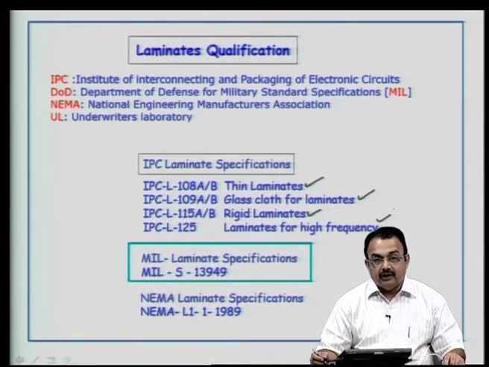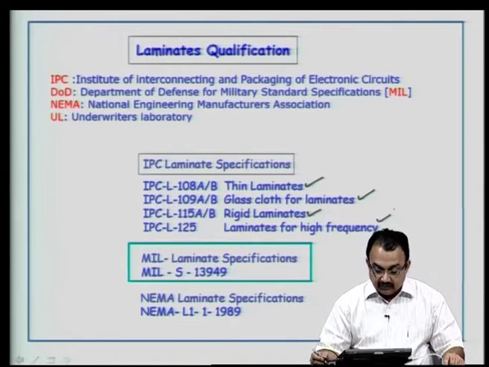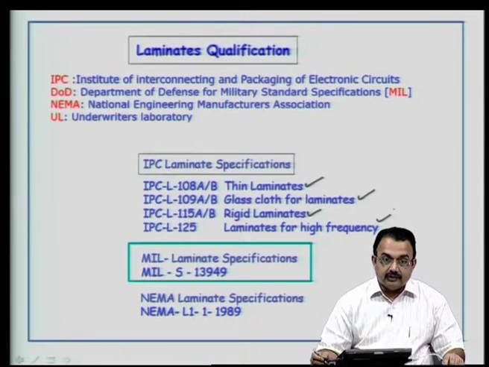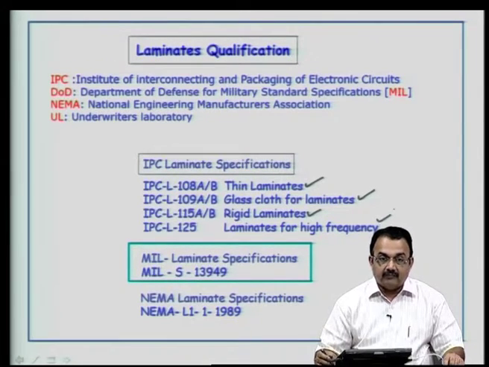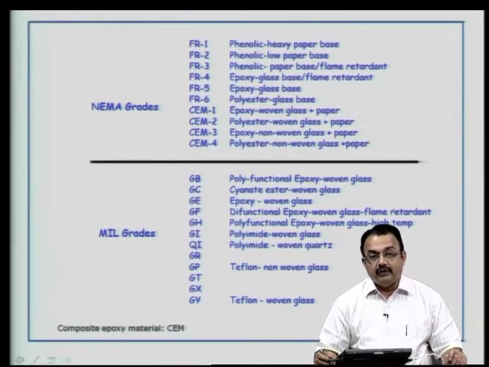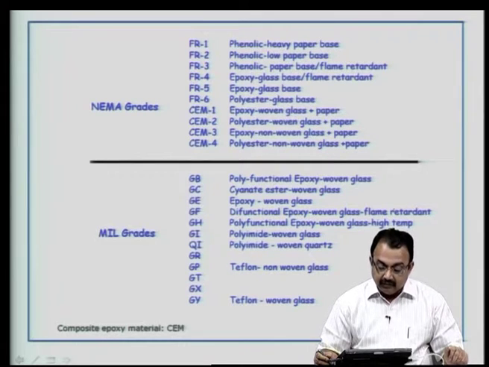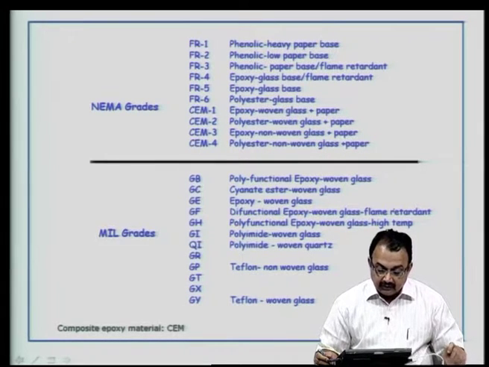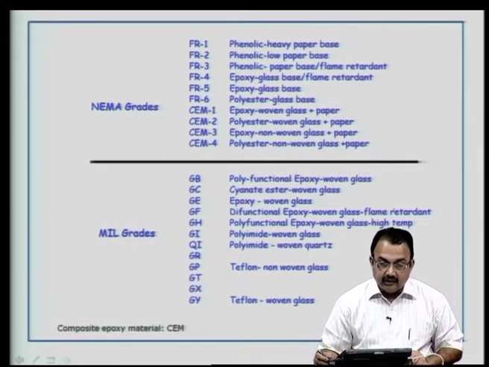If you are doing research or building a product using laminates of various types, you have to be aware of some of the qualification procedures and the certifications. So, you need to buy certified laminates. NEMA grades are commonly known as FR1, FR2, 3, 4, 5 and 6.